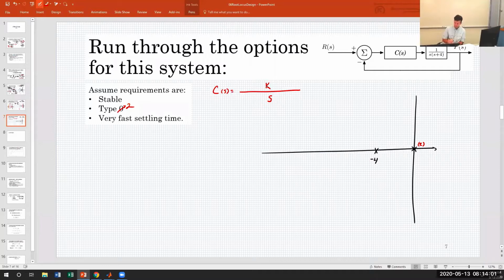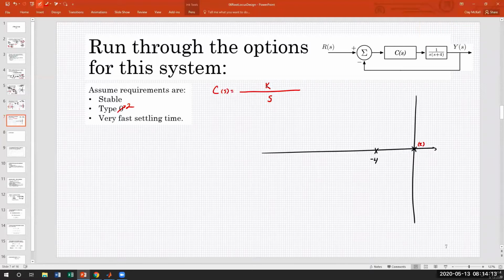So let's see if anyone can hear me. What part of the real axis is in the root locus for the diagram as it stands? Everything in the real axis? Sorry, Tom, I couldn't quite hear you. Everything is in the real axis?